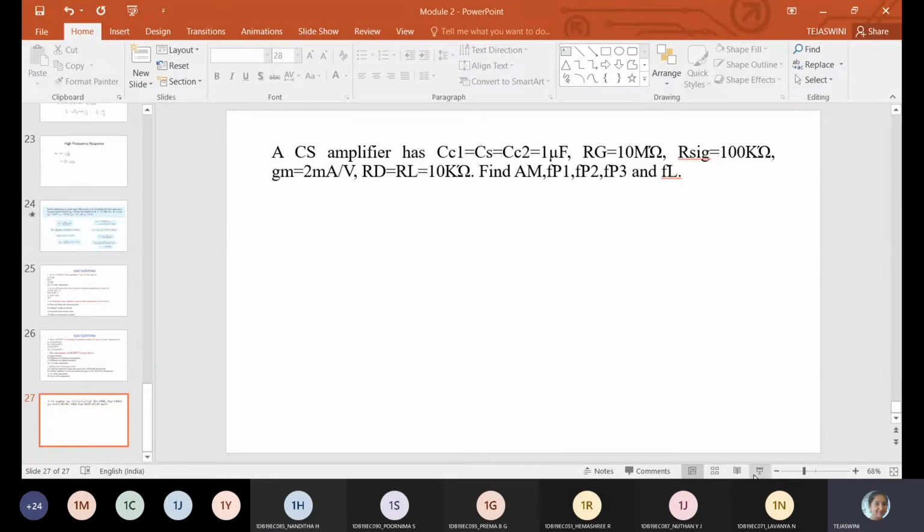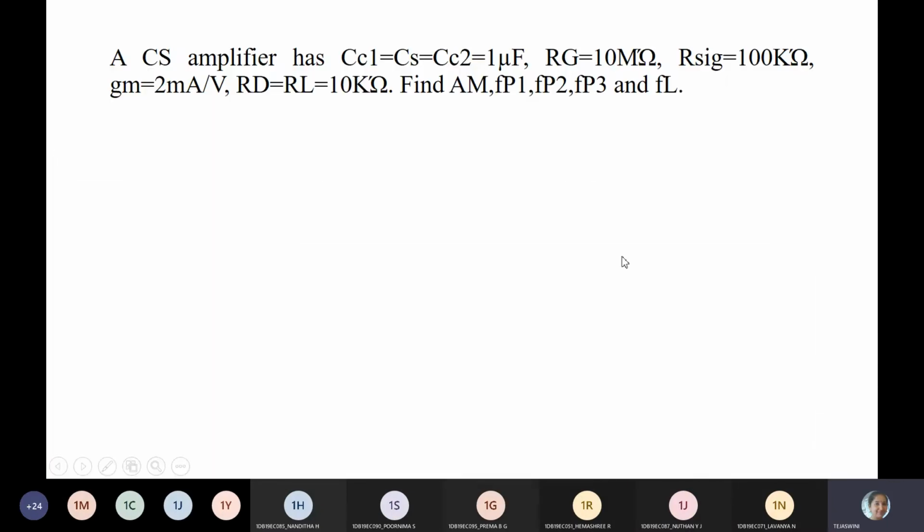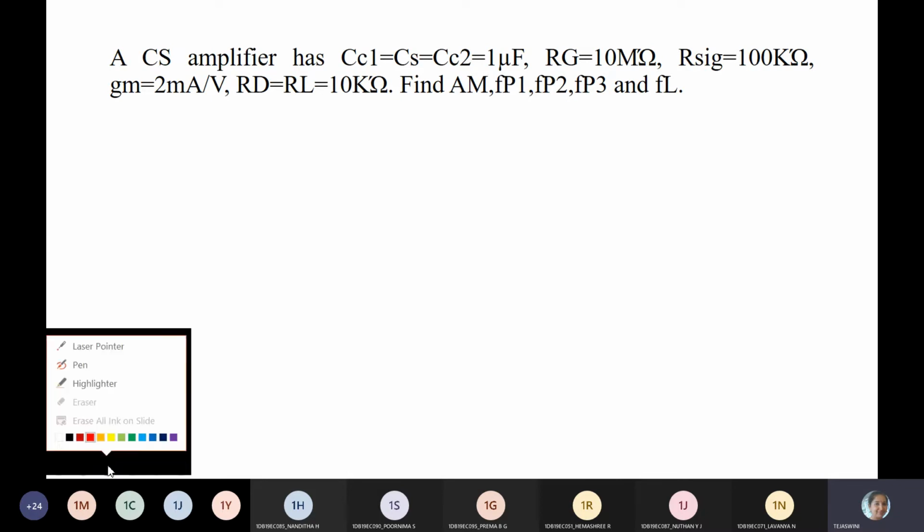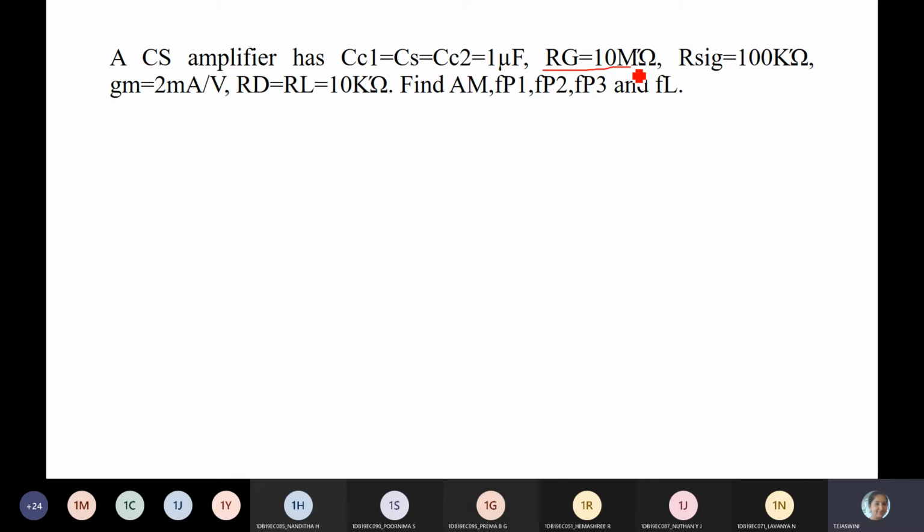Okay, try to solve this problem. Is the slide visible? Yes, ma'am. A common source amplifier has CC1, CS, CC2 of 1 microfarad, RG 10 mega, R signal 100 kilo, GM 2 milliamps per volt, RD and RL 10K. You need to find out mid band gain, FP1, FP2, FP3, FL. The problem is on low frequency response.